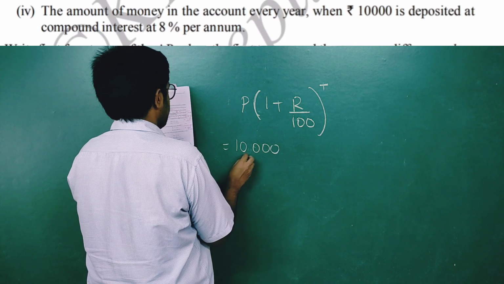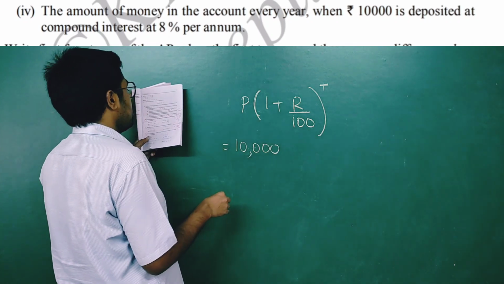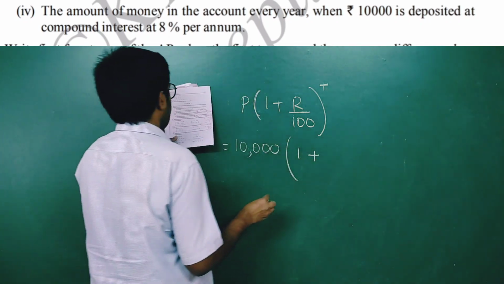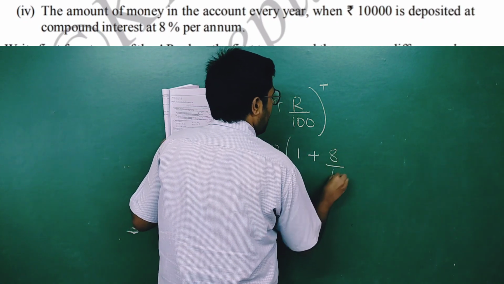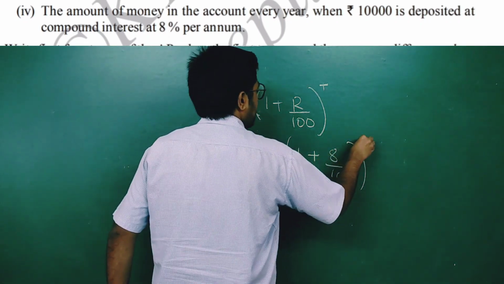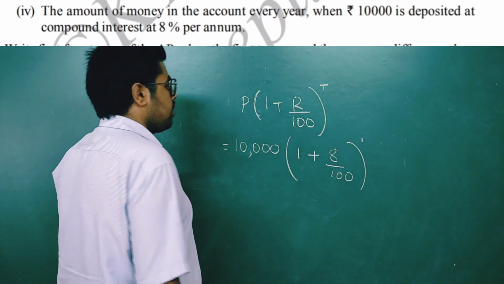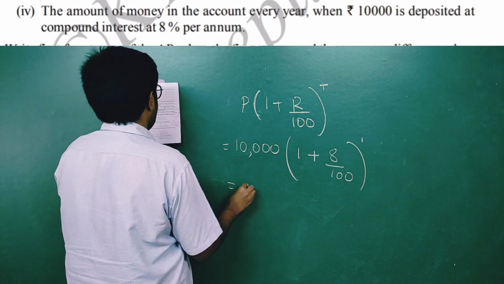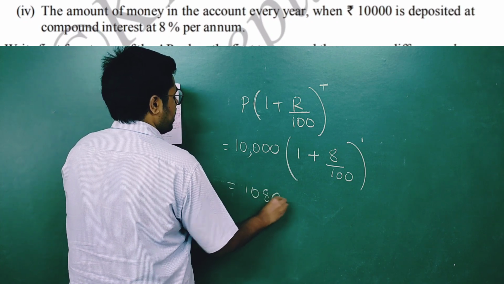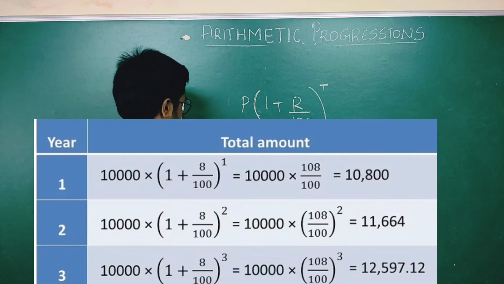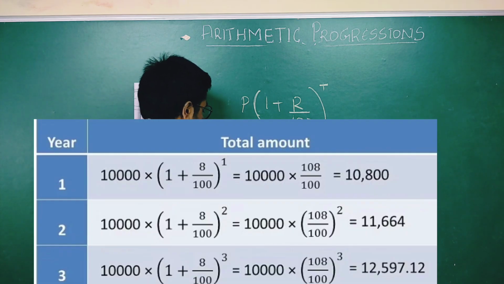Sorry, it was 1000 rupees. I could not see it properly. It was 1000 rupees. Then 1 plus, what is the rate of interest? It is 8 by 100, to the power of the time period. For 1 year. First let me see for 1 year. I have put the calculation on the screen. For the first year, when I simplify all this, it becomes 10,800 rupees. If I simplify the same formula for next year, it becomes 11,644.